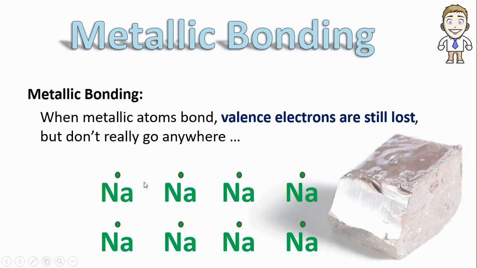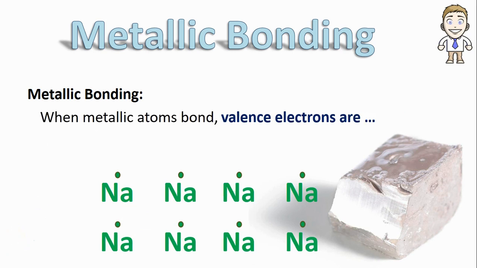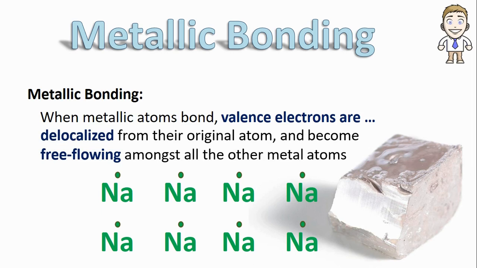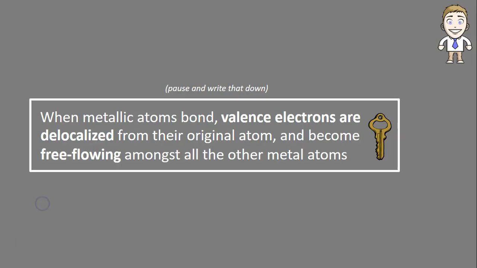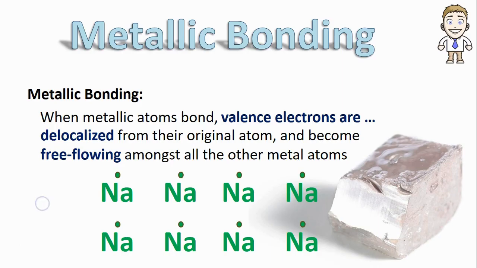The difference is there's no non-metal to give those electrons a place to go, so here the valence electrons don't really go anywhere. Instead, those valence electrons are said to be delocalized from their original atom, and we'll show you what this looks like in a second. And they just become free-flowing, which means they can move around amongst all the other metal atoms in the sample.